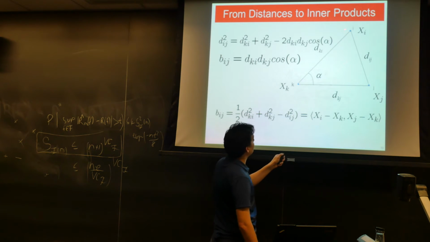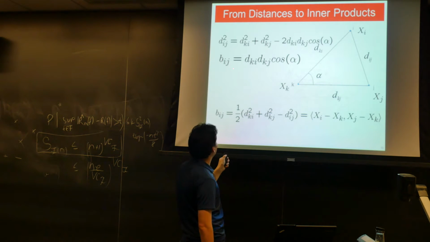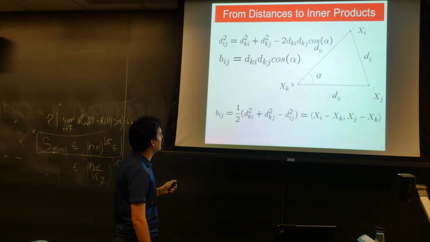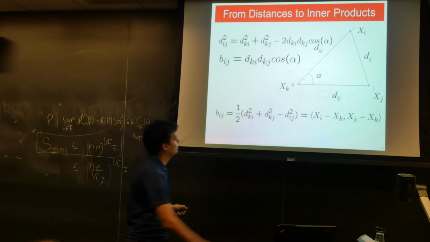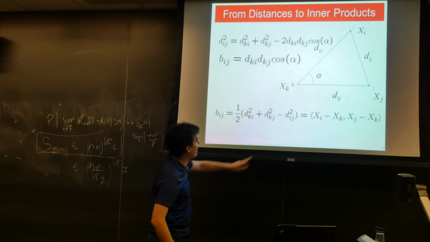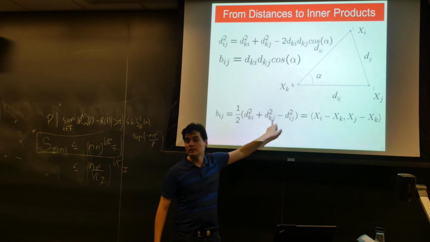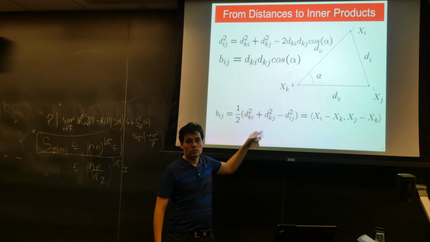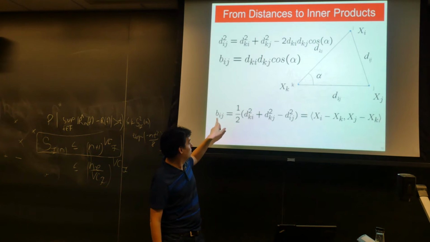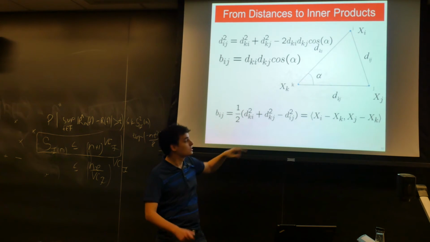Let the inner product between these two vectors be denoted with Bij. So we know that Bij is the product of these distances times the cosine alpha. From these two equations, we can see that the inner product between xi minus xk and xj minus xk can be obtained using these distances. So if you give me distances only between feature vectors, I can use those distances to estimate this kind of inner product between these vectors.